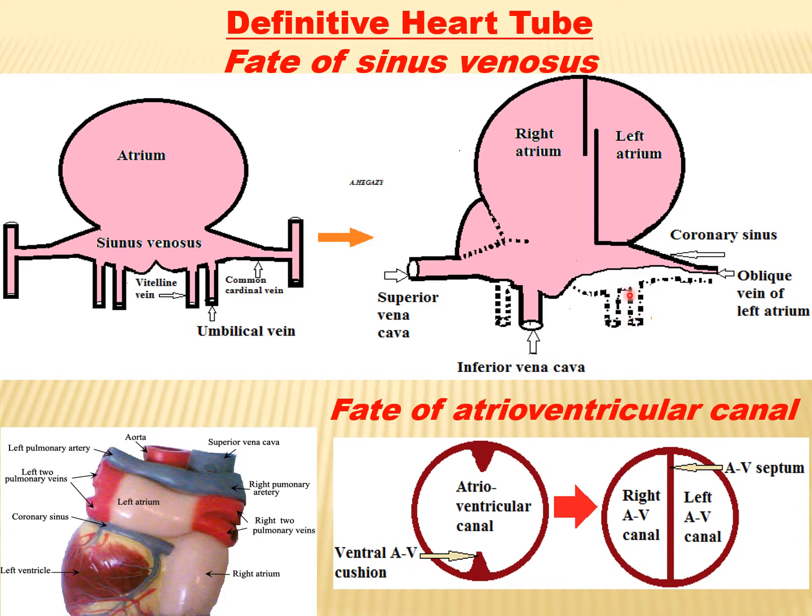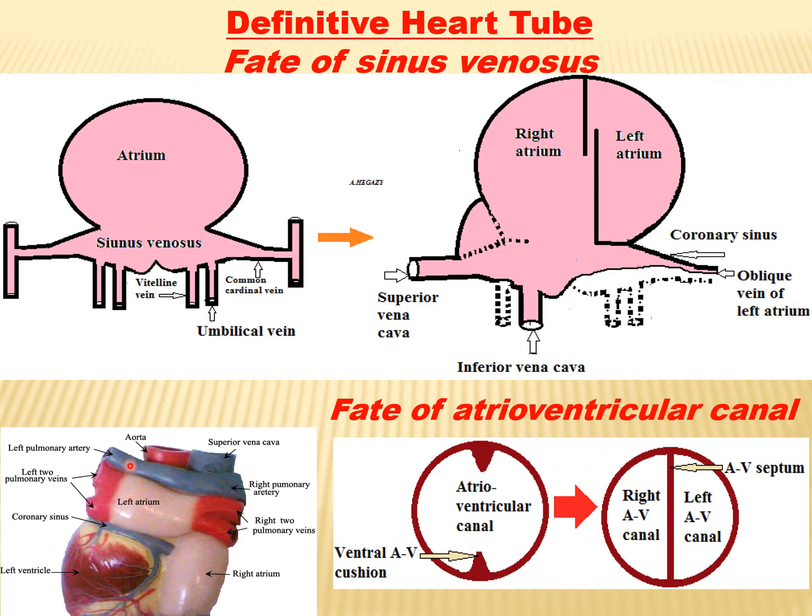On the left side, the left vitelline vein disappears, as we see. The proximal part of the umbilical vein also disappears. The common cardinal vein here becomes small, forming what is called the oblique vein of the left atrium. Then the left horn of the sinus venosus forms what is called the coronary sinus.